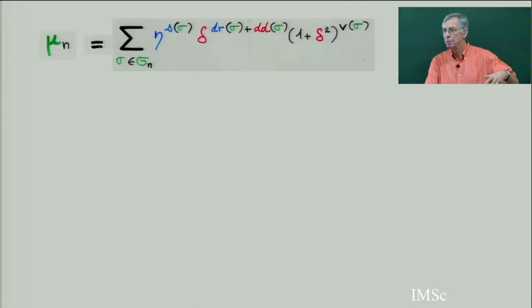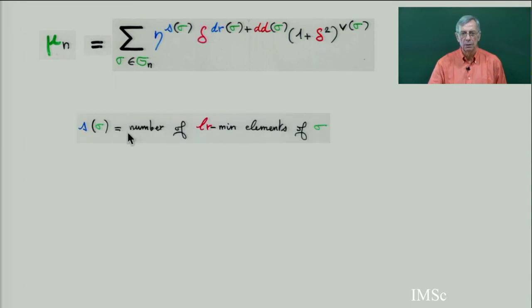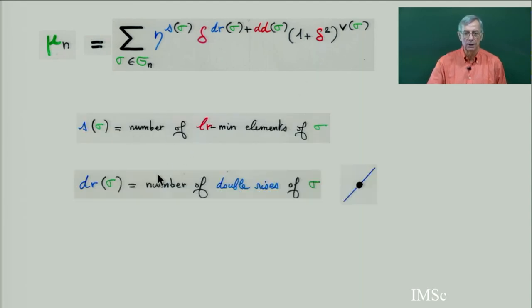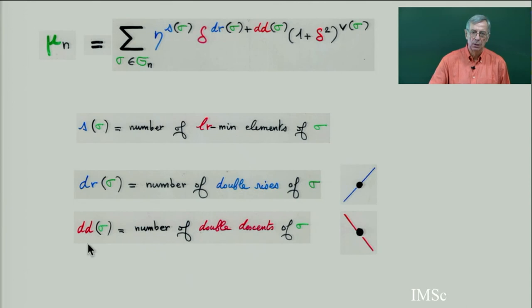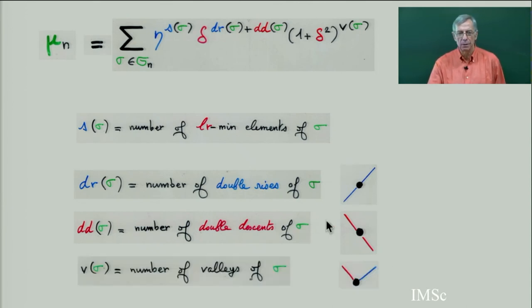So by the usual methodology, again, I can get this formula for the moment, the sum over all permutations, eta to the number of left-to-right minimum elements. So what do dr, dd, and v mean? So S of sigma, left to right. dr is the number of double rises. dd is the number of double descents. It's like this inside the permutation. And v is the number of valleys of the permutation.